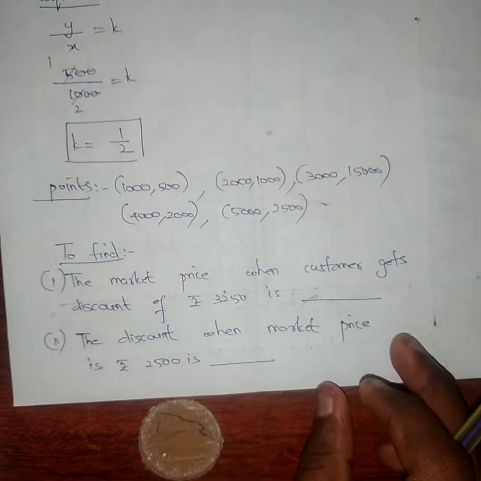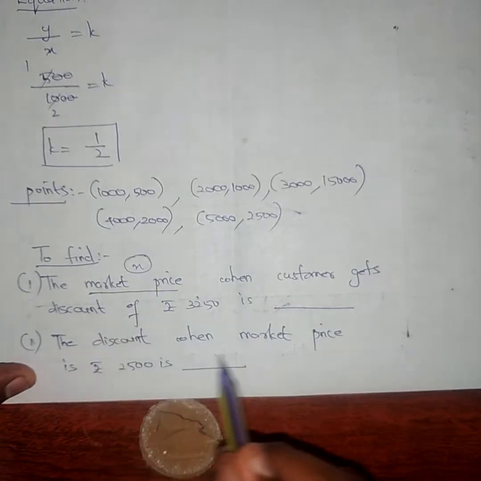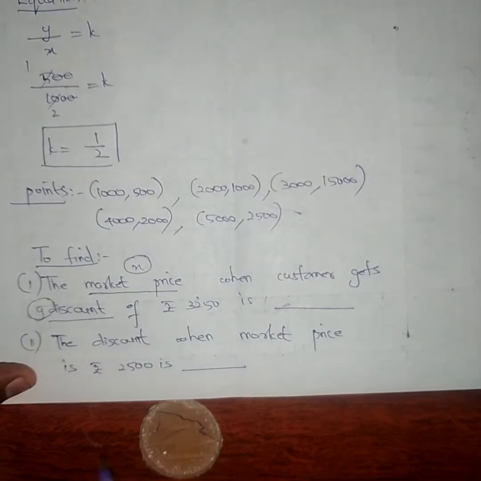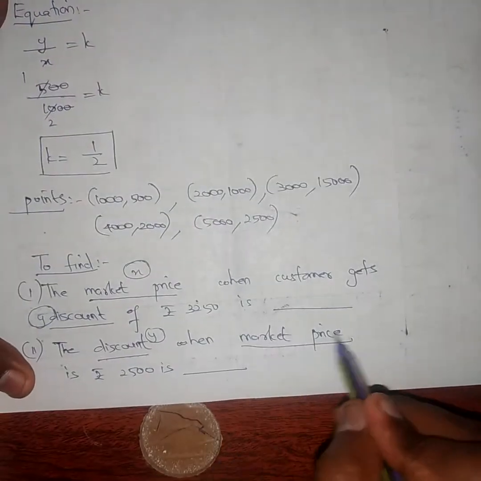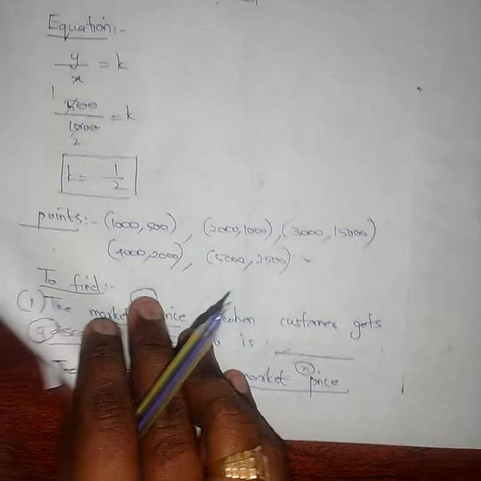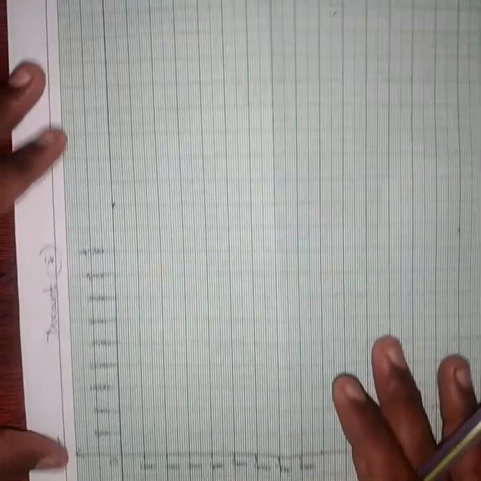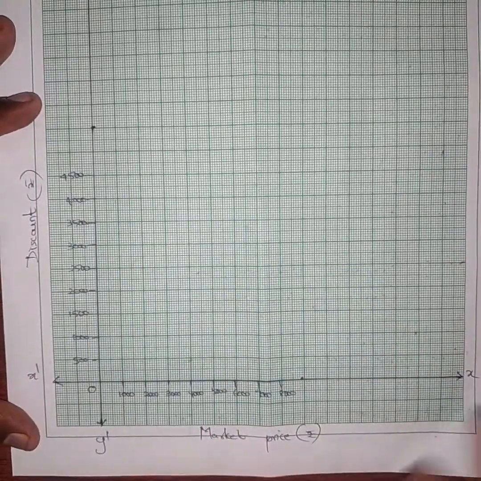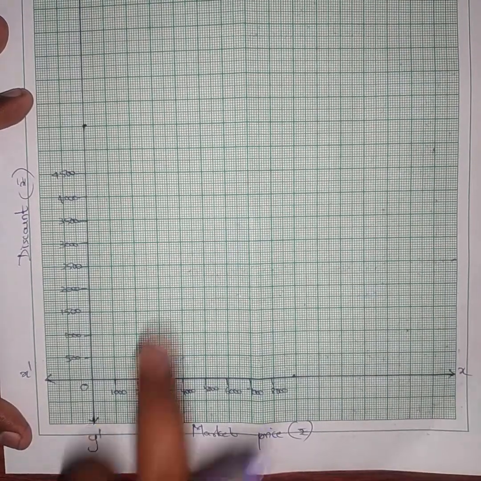Yes, both are rupees. As I told, the market price is x and the discount is y. So using a diagram we need to show this. This is the diagram I have drawn. You need to write x dash, x, y dash and y.